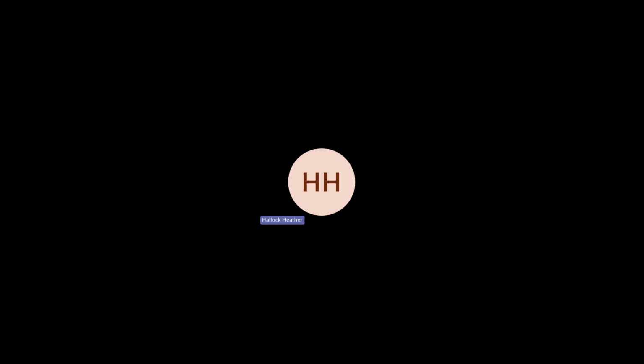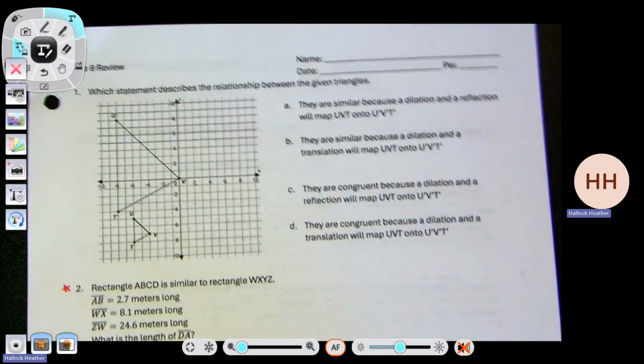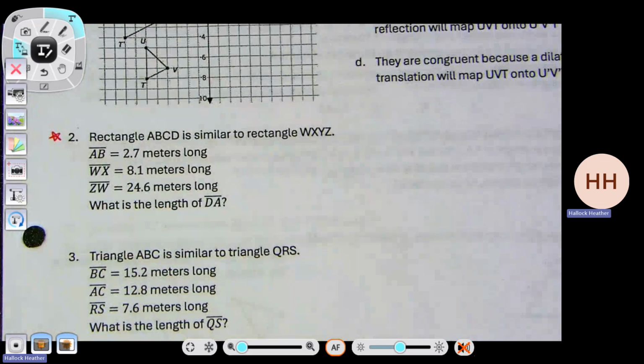We're going to go through and do a couple of them. For the first one, number one is multiple choice, so don't get tripped up because it's multiple choice. Number two says rectangle ABCD is similar to rectangle WXYZ.